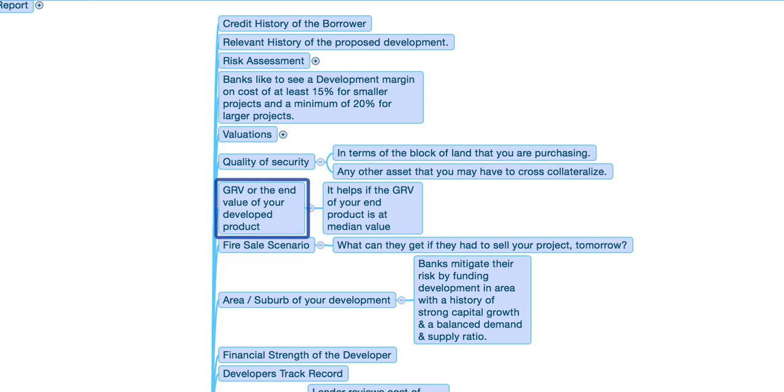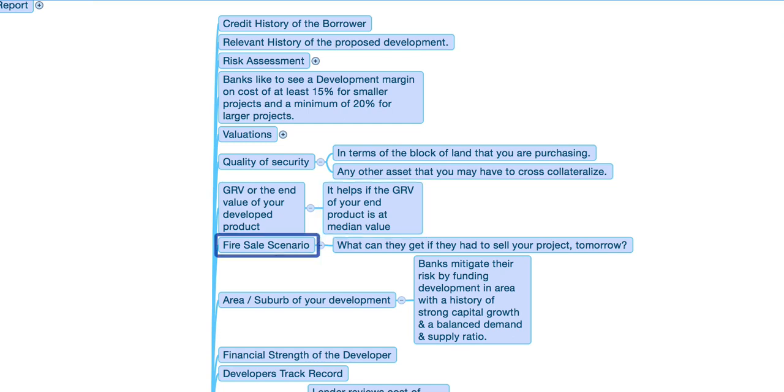GRV, or the end value of the developed product. GRV stands for gross realization value. It helps if the GRV of the end product is at median value. All I'm trying to stress here is that if the GRV of your end product is at the median value in that suburb, it actually helps with valuation. It may or may not be at that median value. It may be slightly above the median value, but if it is at the median value, you'll get really good valuations.